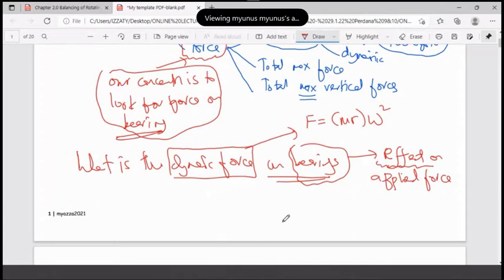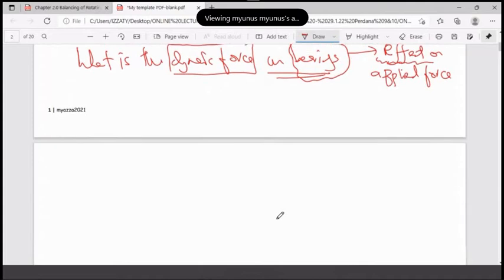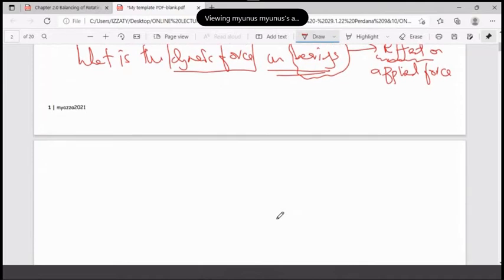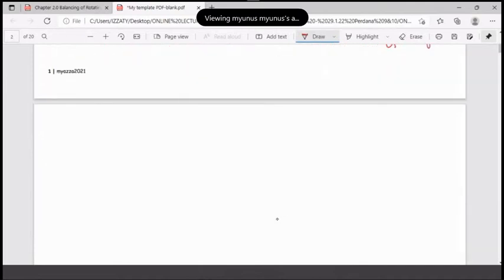So let us now make a very simple assumption. For example, you have a shaft, this one is a bearing, as I mentioned earlier, and then you have an unbalanced mass. If you allow the system to run at constant speed, let's say these are bearings A and B.